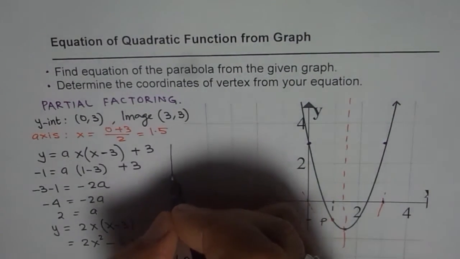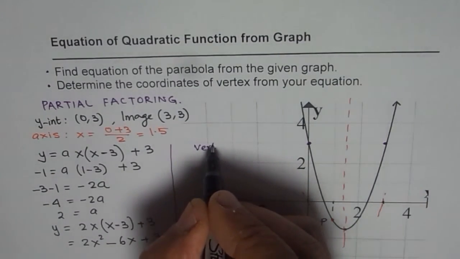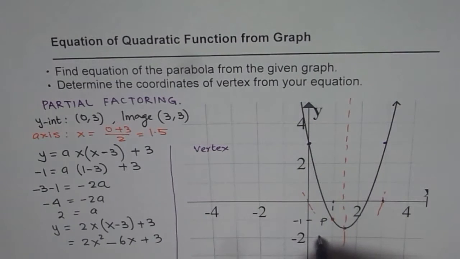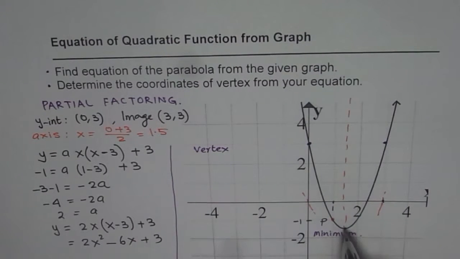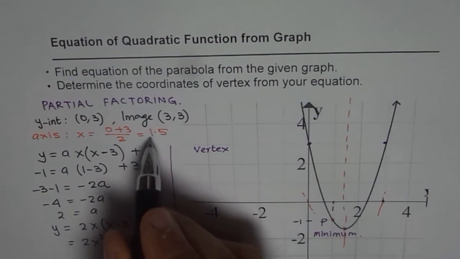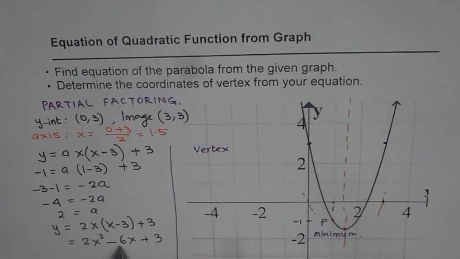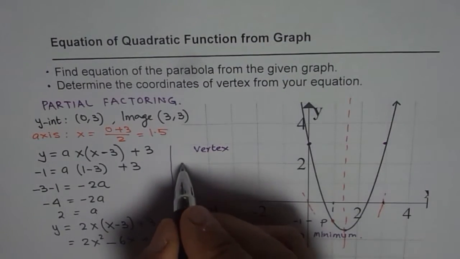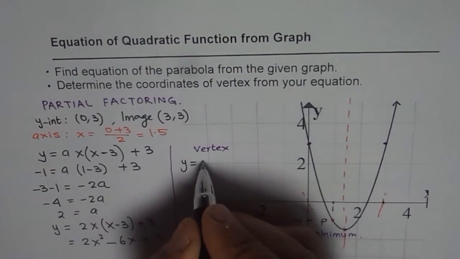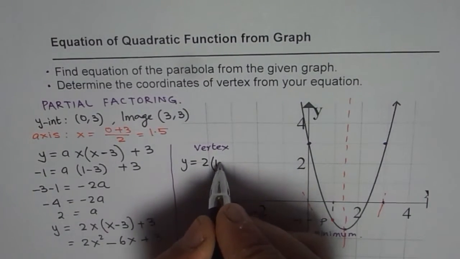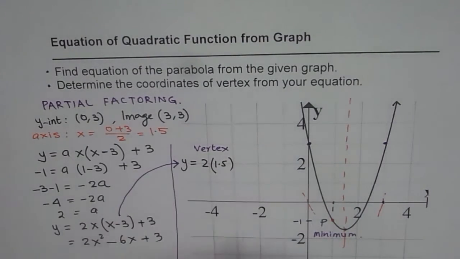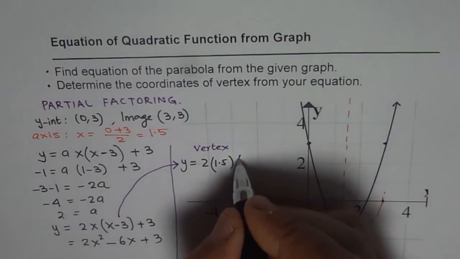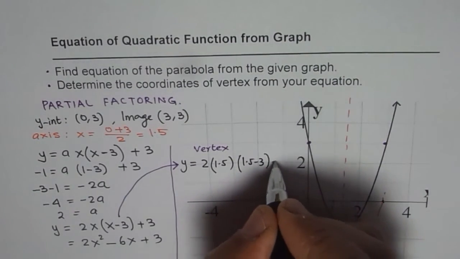Now let us find the vertex. In this case, the vertex is a minimum, right? And the x value is 1.5. Let's substitute 1.5 in our equation. We can use that equation also, but it will be easier for us to calculate using the partial factored form. I'll show you how. So 2 times 1.5 times 1.5 minus 3, plus 3, correct?